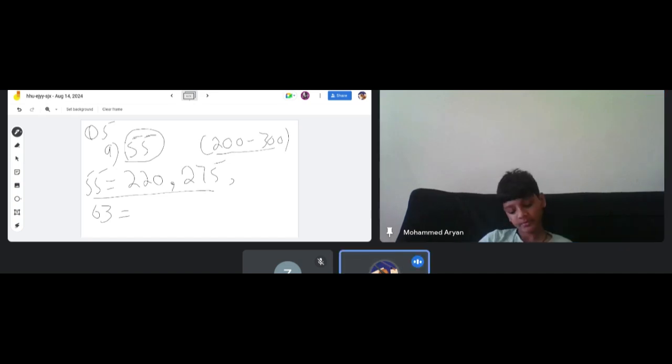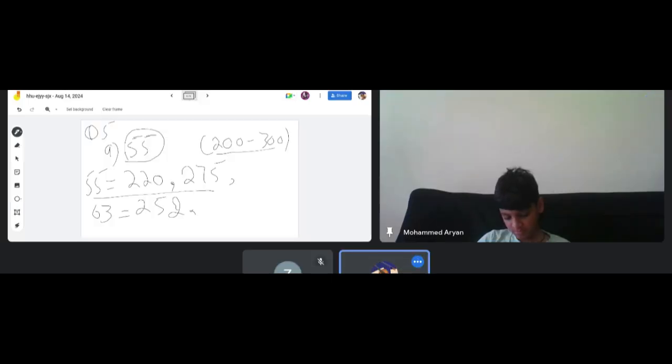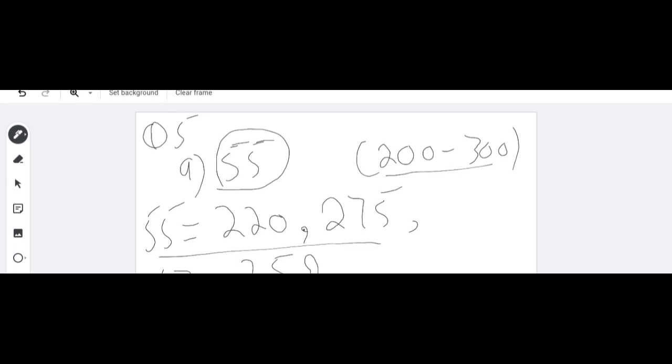252. Okay, so can we use 252 here? Yes. So I will check if I get further multiples or not. I multiply 63 with 5 and I got the answer 315. Can I use 315 here? No, we only have one factor here. How many factors do we have here? 1. So write it down.